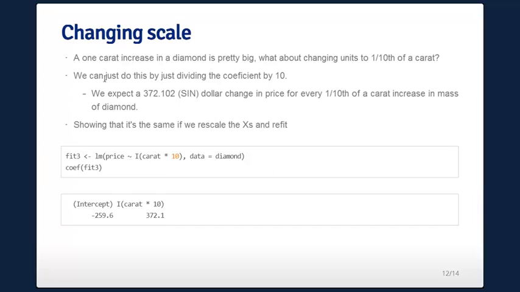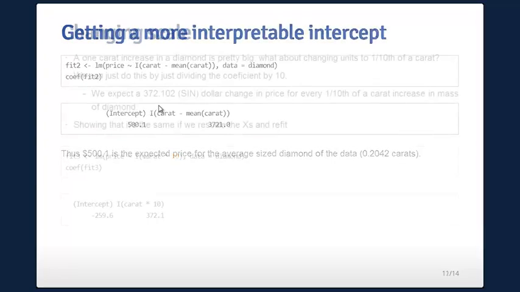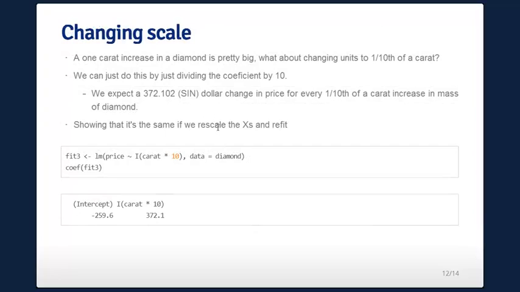So a 1 carat increase in a diamond is actually pretty big, I guess. I don't know a lot about diamonds, but it seems like that, given the range of the data. So what about changing the units to 1/10 of a carat? We can just do this by dividing the coefficient by 10. If you look back, it was 3,721. So we can say we would expect a $370 change for every 1/10 of a carat increase in mass of the diamond. So that's much easier, and again, you can do that without having to refit the model. But of course, you could refit the model, and I just show you this right here.